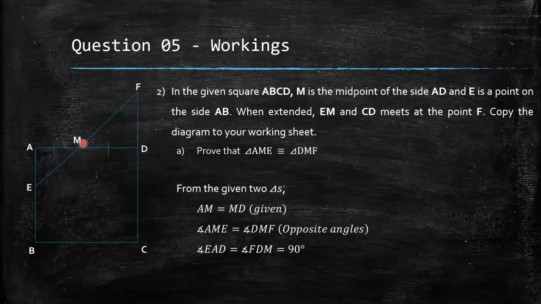And the FDM angle is 90 because CF is a straight line, and we know CDA is 90 degrees because it's a corner of a square, and the sum of the angles on a straight line is 180. Therefore, FDM will be 180 minus 90, which is equal to 90. Therefore, this angle is 90 and this angle is 90. So from these reasons, we can say that triangle AME is congruent to triangle DMF by the angle, angle, side concept.